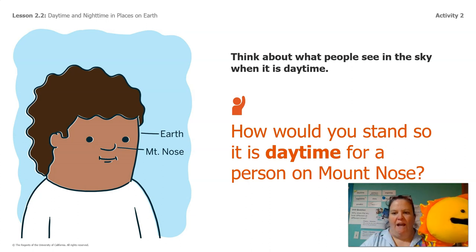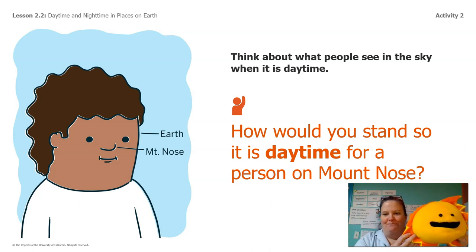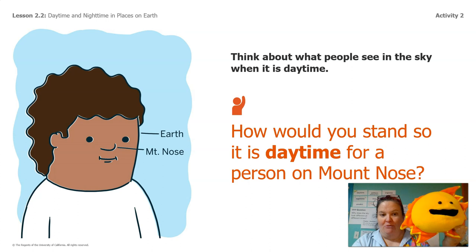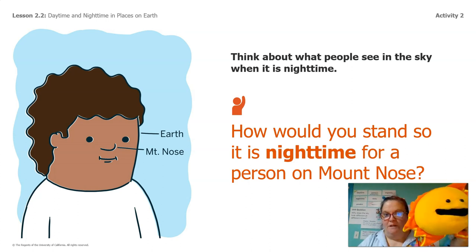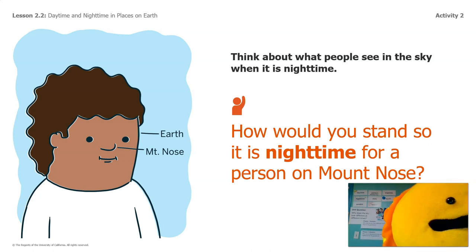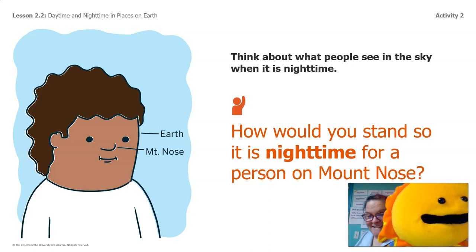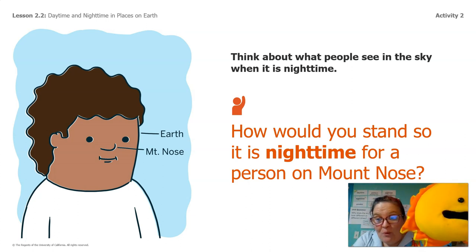Which way would your head have to face for it to be daytime on Mount Nose? Show me daytime. Yeah, everybody should be facing me, right? Facing the sun. That would mean that it's daytime for whoever's on Mount Nose. Now, if the screen is the sun and the stars are behind you, which way would you have to be facing for it to be nighttime for somebody on Mount Nose? Yeah, you'd have to be facing away from me.